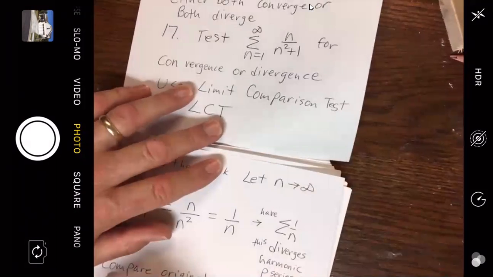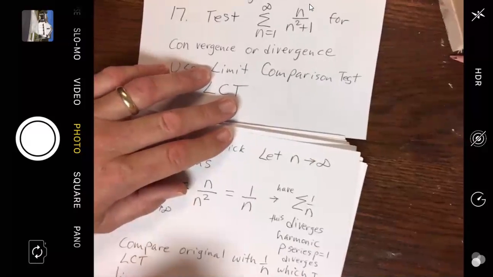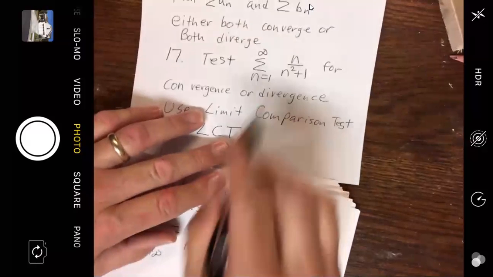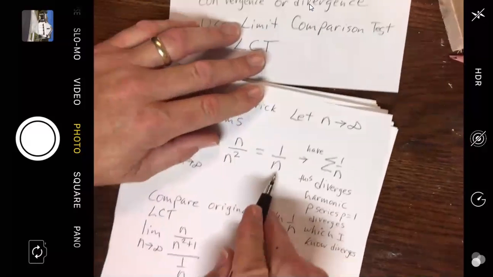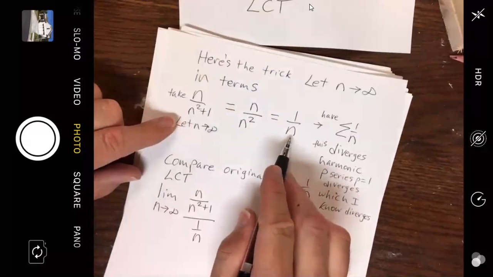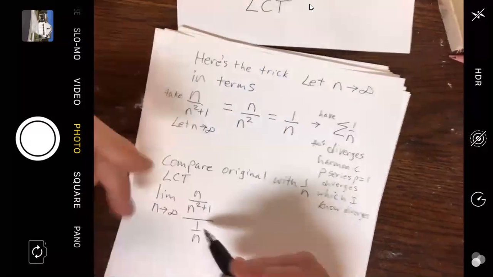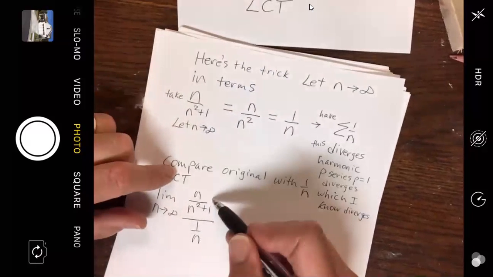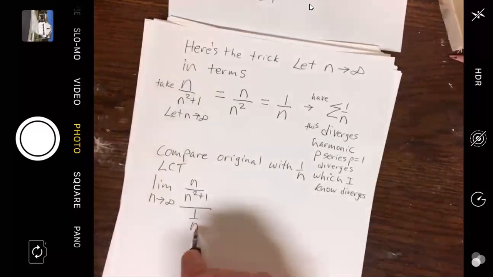But for an LCT, you want to take a limit as n goes to infinity. I always put the original over the one you're comparing to. Again, it doesn't matter which one's a_n and which one's b_n, and I think you could even flip it upside down. You could even put this one on top and this one on bottom. It's very forgiving, but I always do the original over what I'm comparing it to.